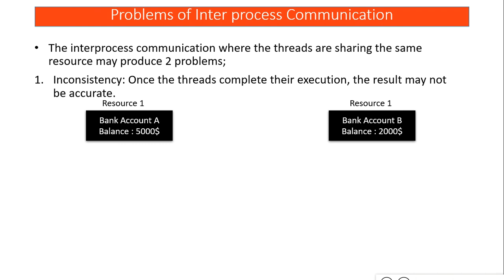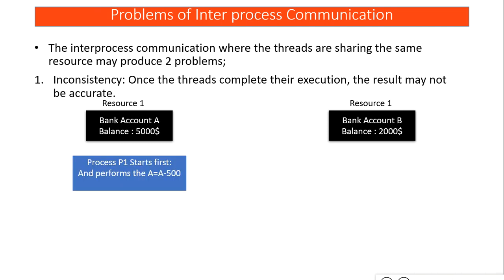So again, we go to the example. We have two accounts A and B with balances of $5,000 and $2,000, which will be called resource R1 and resource R2. Here is the problem. We should write 2 here. Sorry for that. So let's continue. So resource 1 and resource 2, account A, account B with balances of $5,000 and $2,000.